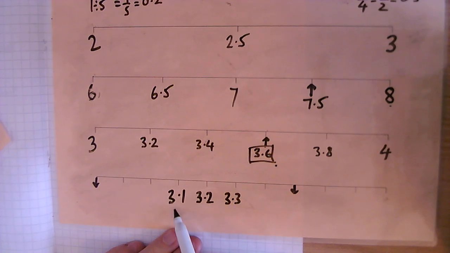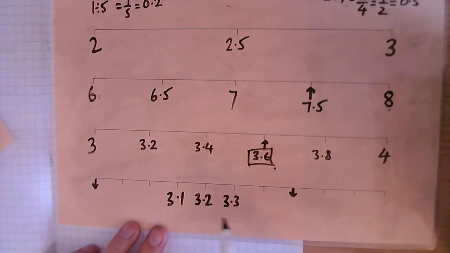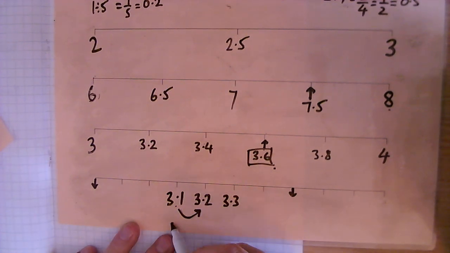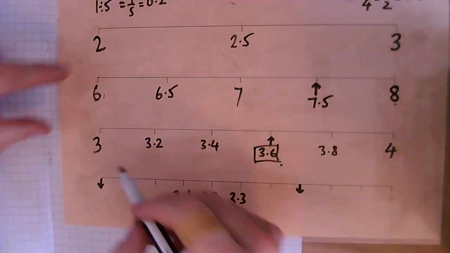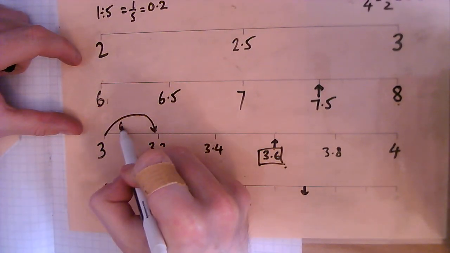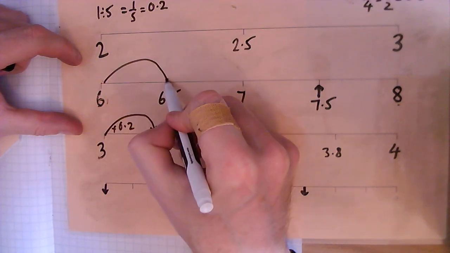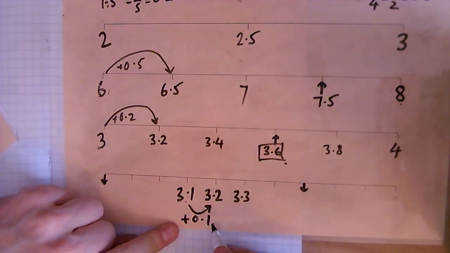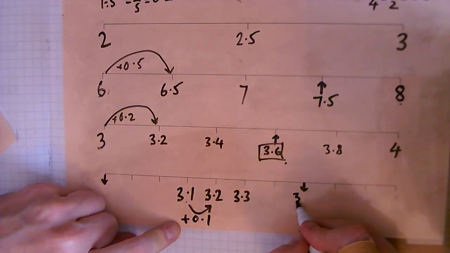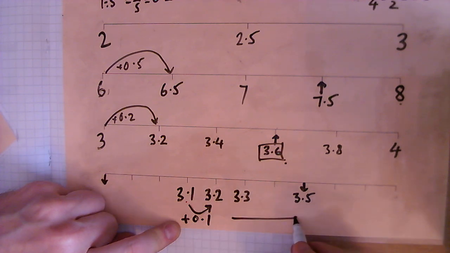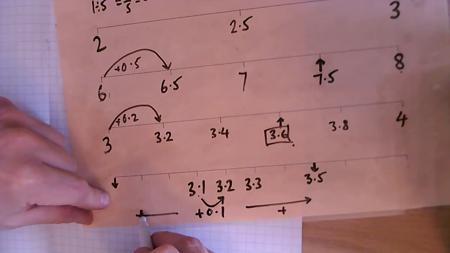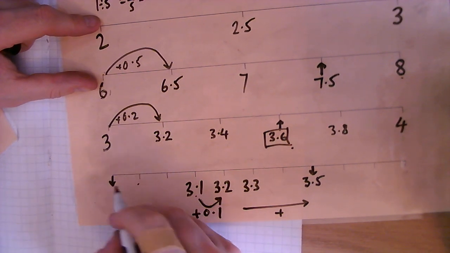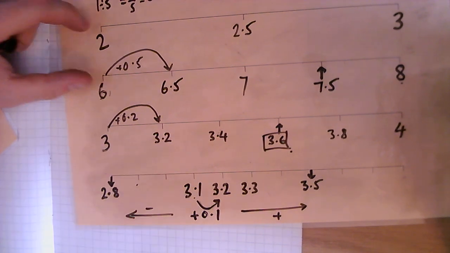And this one, we've been given a bit more information. We can see that it goes 3.1, 3.2, 3.3, so we can see each time we are adding 0.1. So here, each time we were adding 0.2, here we were adding 0.5. So we're adding 0.1, so this is 3.4, so this must be 3.5. So when we're going this way, we are adding, and when we're going this way, we are subtracting. So this would be 3.0, 2.9, so this here is 2.8.